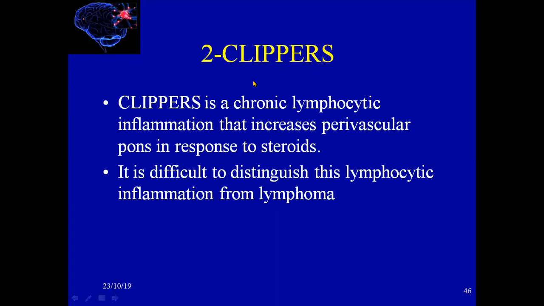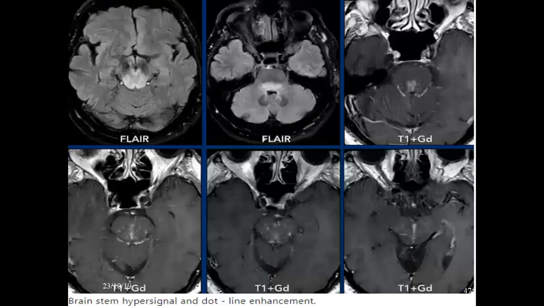We move to another disease called CLIPPERS. CLIPPERS is a chronic lymphocytic inflammation that increases perivascular, with response to steroids. It is sometimes difficult to distinguish this lymphocytic inflammation from lymphoma. As we see here, this is brainstem hyperintensity and dot-like enhancement, which was diagnosed as CLIPPERS.